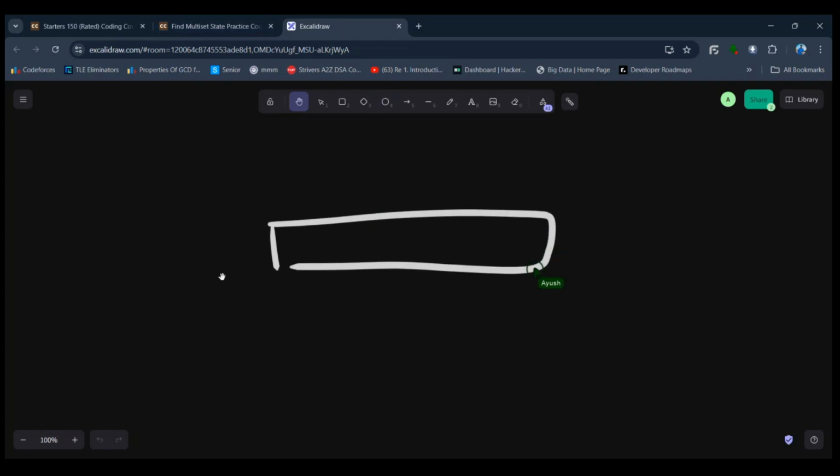So let's consider this is my array. Let's say that if I sort my array, I'll have the minimum element at the first index and the maximum element at the last index.